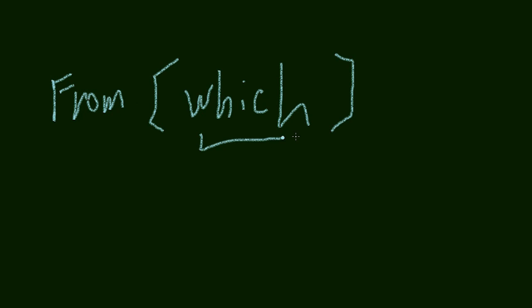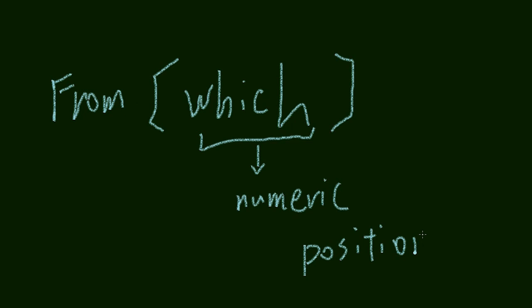Before the square bracket you should specify what you want to subset from, and inside the square bracket should be which elements you want to subset. The only difference is that instead of a logical vector there, this time we'll have a numeric vector. This numeric vector will specify the positions of the data that you want.